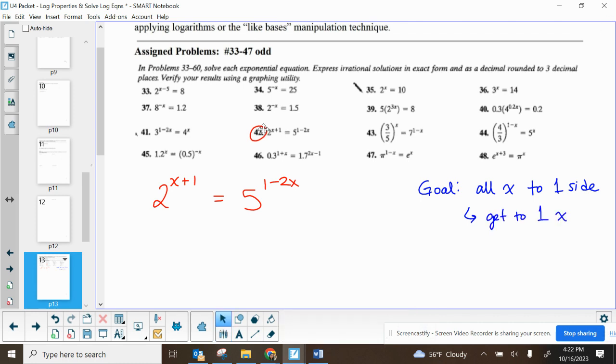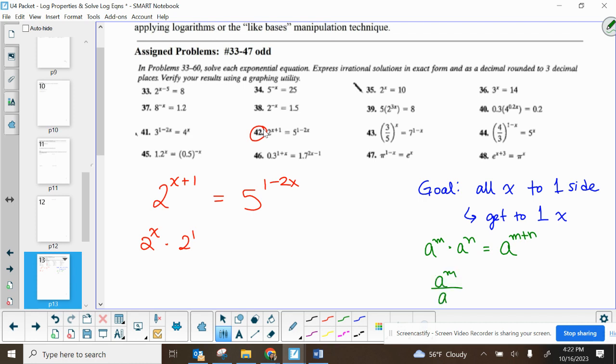And then we can convert to log form. So I'm going to write this like 2 to the x times 2 to the first, because I'm using that exponent property that when I multiply things that have the same base, I can add their exponents. So I'm just using it going backwards. And same on the right side, I am using the property that when I divide things with exponents, I can subtract exponents. And again, I'm using that backwards. So this is 5 to the first over 5 to the 2x.